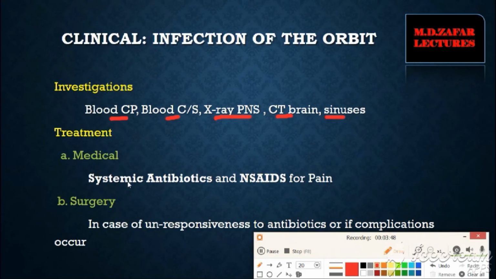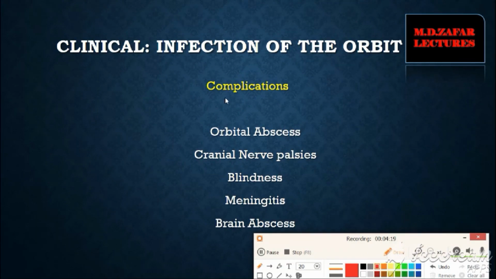Now the treatment is simple. As it is an infection, we will give antibiotics, for example vancomycin and other antibiotics, and NSAIDs will be given only in case of pain which is associated with orbital cellulitis. If there is unresponsiveness to the antibiotic medical therapy, or if complications occur, then we will be going for the surgical management.